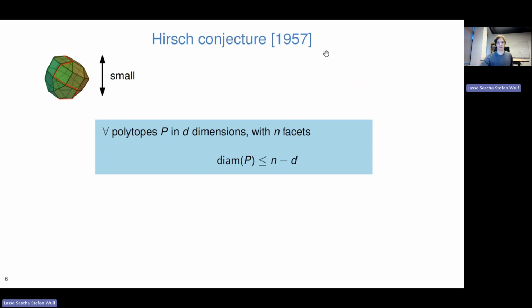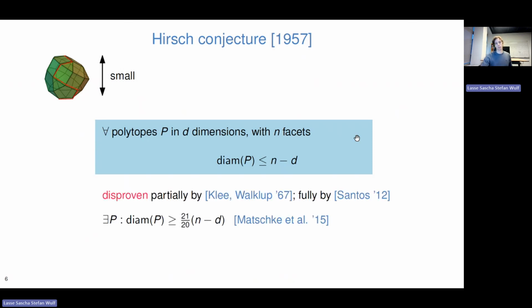And this is related to the so-called Hirsch conjecture, which is a very famous conjecture in this field, proposed in 1957 by Hirsch, who conjectured that for all polytopes P, if they live in dimension d and have n facets, then the diameter of the polytope would be at most n minus d. Today we know that the Hirsch conjecture is false. It was disproven first partially and then fully in 2012. But we know counterexamples only in a very weak sense. The strongest counterexample we know to this Hirsch conjecture is a polytope that violates this diameter bound by a factor of 21/20, right?